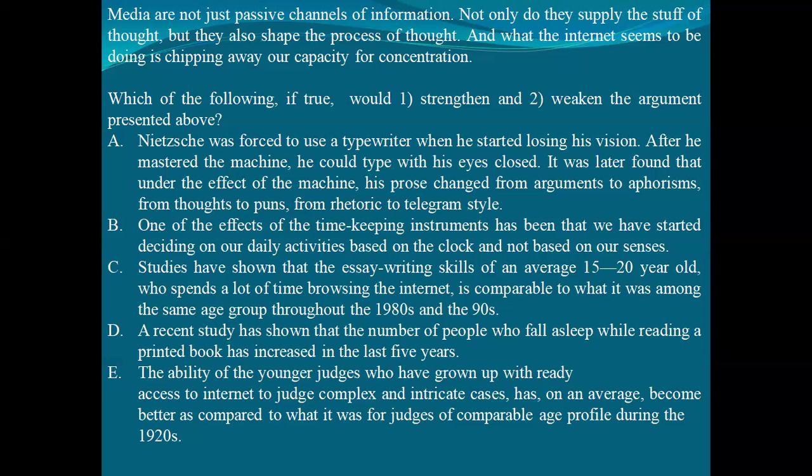Okay, let me explain A. Nietzsche was a German philosopher. Nietzsche was forced to use a typewriter when he started losing his vision. After he mastered the machine, he could type with his eyes closed. It was later found that under the effect of the machine, his prose changed from arguments to aphorisms, from thoughts to puns, from rhetoric to telegram style.